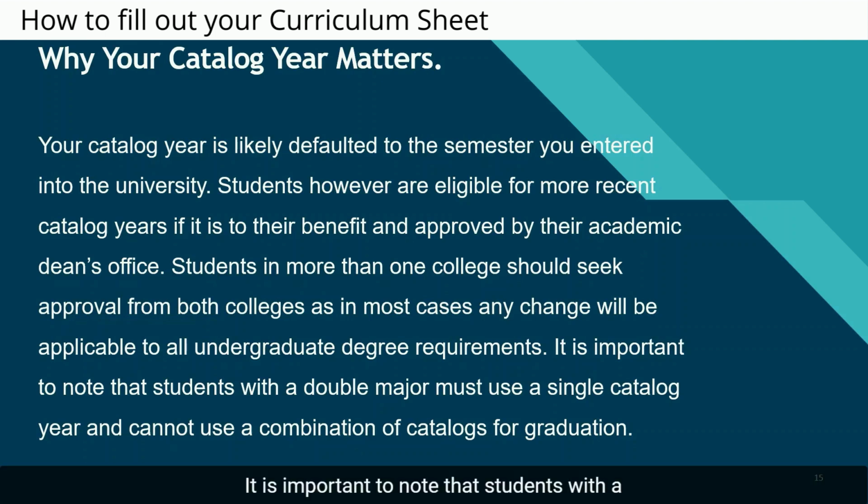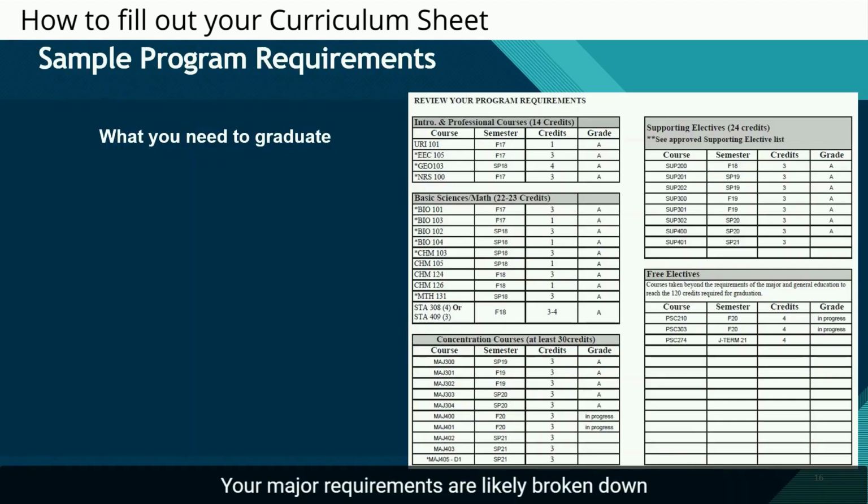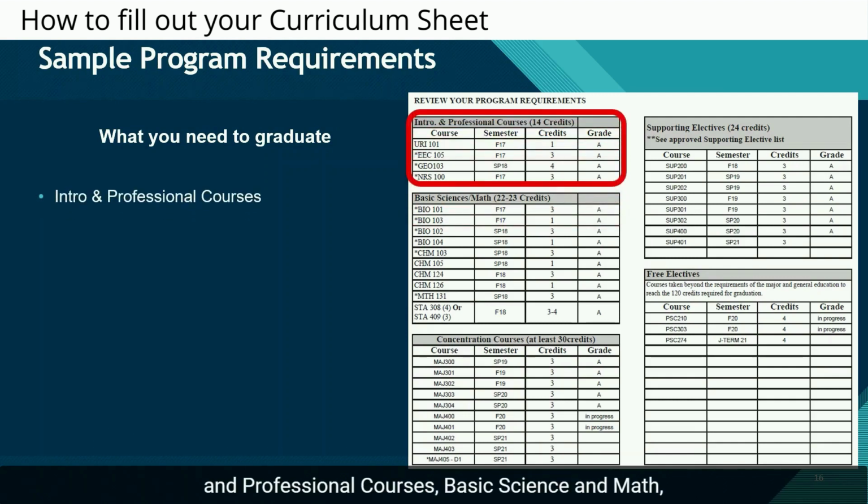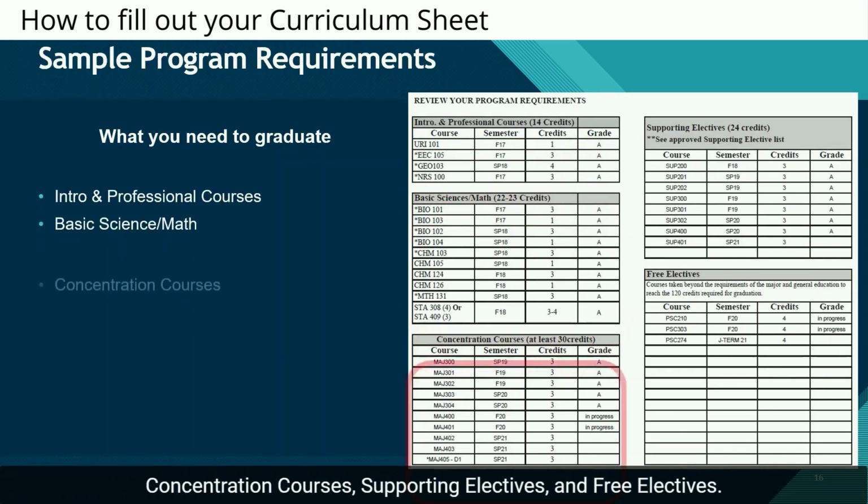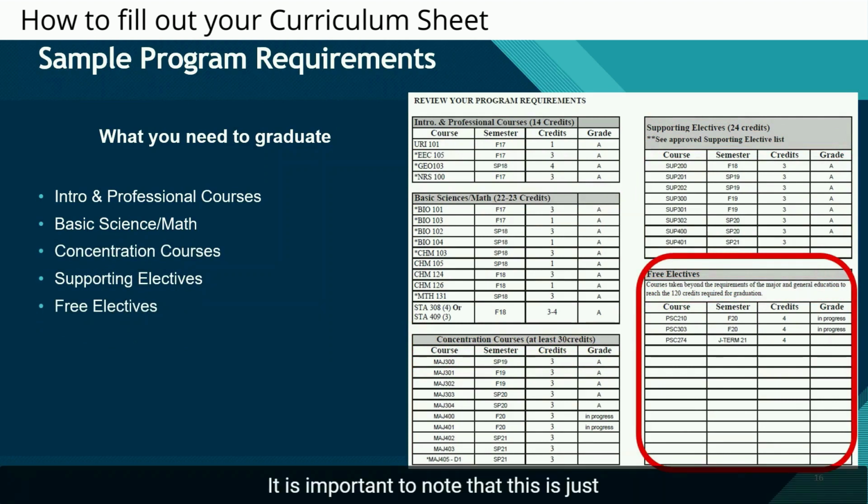It is important to note that students with a double major must use a single catalog year and cannot use a combination of catalogs for graduation. Your major requirements are likely broken down into 5 categories, of which being introduction and professional courses, basic science and math, concentration courses, supporting electives, and free electives. It is important to note that this is just a sample major plan and yours may look slightly different, but the principle is the same. Look at each individual header one by one and transcribe the course code, credit total, and letter grade onto your curriculum sheet now for the remaining categories.